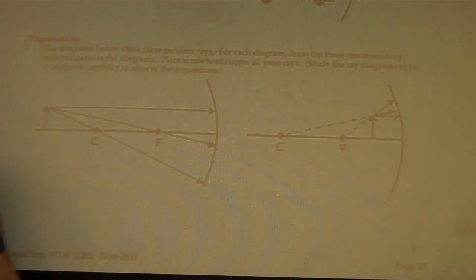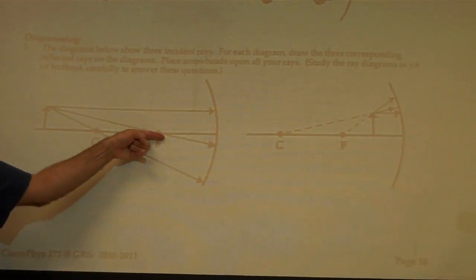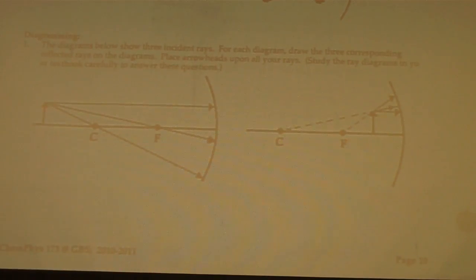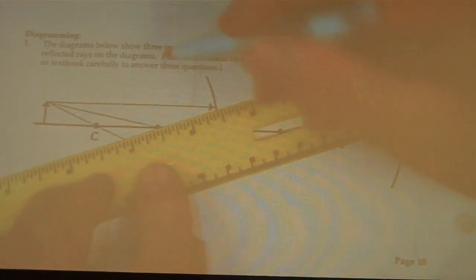Here on page 10 at the very bottom you see 3 rays of light, one of them traveling parallel to the principal axis, one of them traveling through the focal point on the way to the mirror, and the other one traveling through the center of curvature on the way to the mirror. These 3 rays will follow distinct laws, and the first one is that the ray of light traveling parallel to the principal axis will reflect and pass through the focal point.